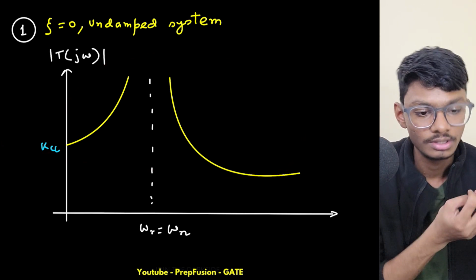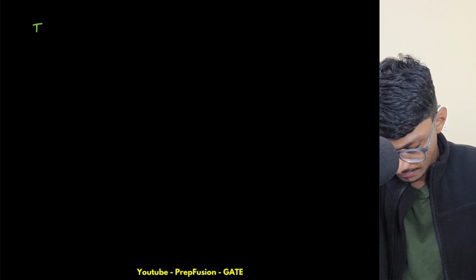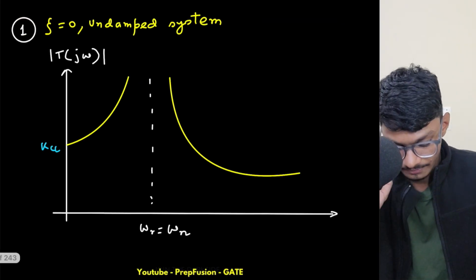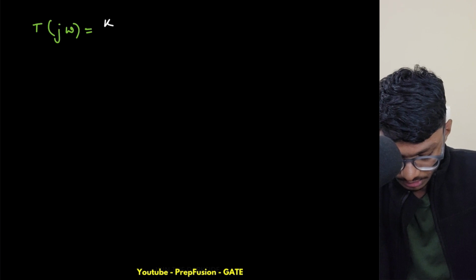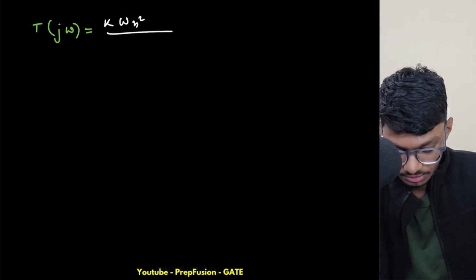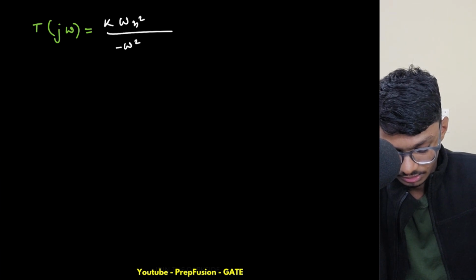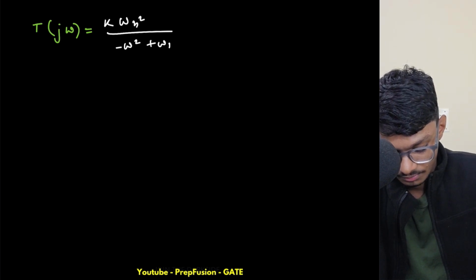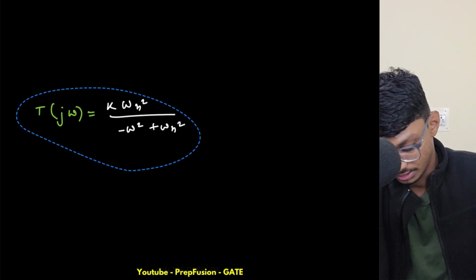Now can we plot the Bode plot for this one? Generally we don't plot the Bode plot for this one, but if we really want to, then what we do is a very high approximation. If in some examination other than GATE it comes up, what will be my T of j omega for this undamped system? T of j omega will be k omega n square, zeta is 0 this time, so this is minus omega square plus omega n square. You can write the T of s also.